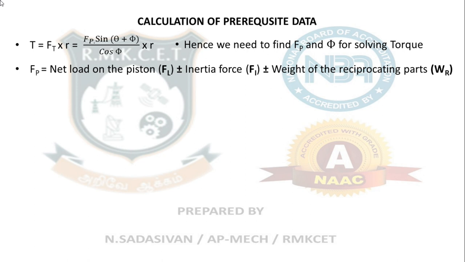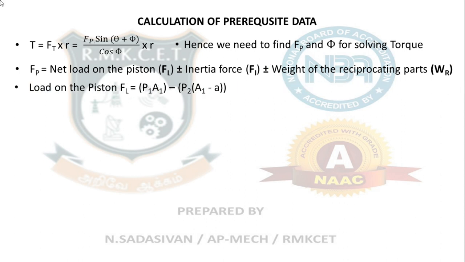Fp equal to net load on the piston Fl plus or minus inertia force Fi, and here you have a vertical engine, therefore your weight will come into picture. So far in the previous problem, the weight did not come into picture because it was a horizontal engine, but here you have a vertical engine, therefore you have to consider the WR, and depending on the upward or downward movement of the piston, you have to decide the plus or minus symbol. Okay, we will see that later. Now first let us find out the load on the piston.